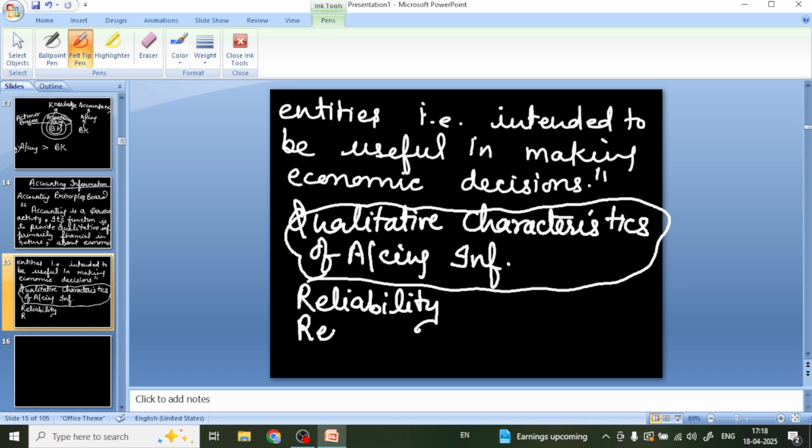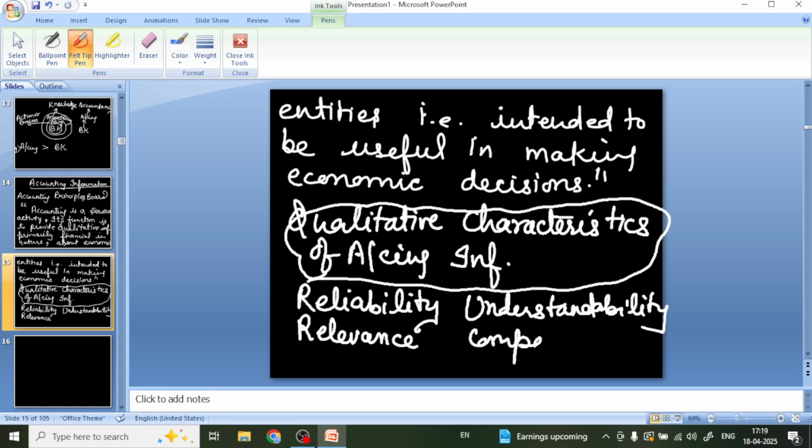Second, relevance. Accounting information should be relevant to the user. Information is relevant if it meets the needs of users in decision making. Third, understandability. Understandability means information provided by the financial statements should be presented in a way that users can easily understand it.